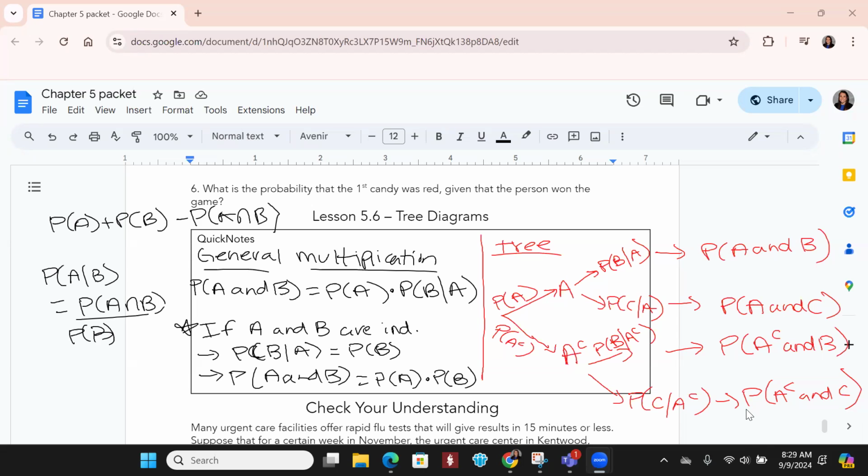So what I want you to do is go ahead and try 1, 2, 3, and 4. You're definitely going to have some type of FRQ where you have to draw a tree diagram. They like to throw this in there. I think this is a good chunk of your AP exam.